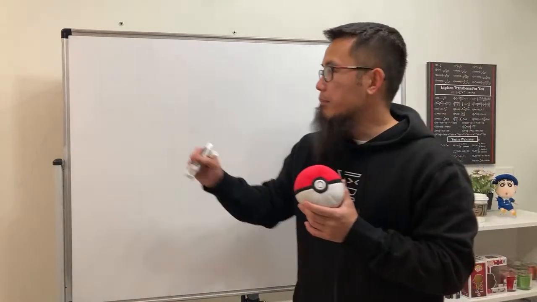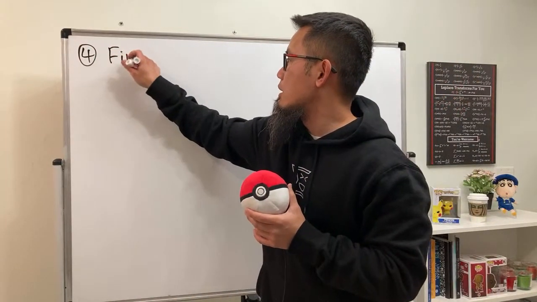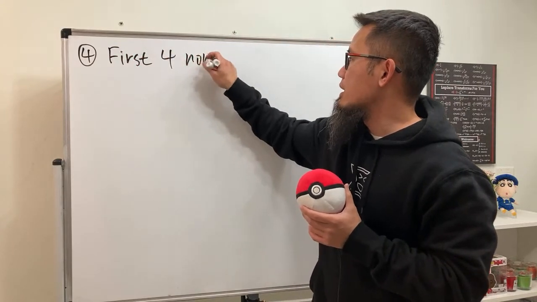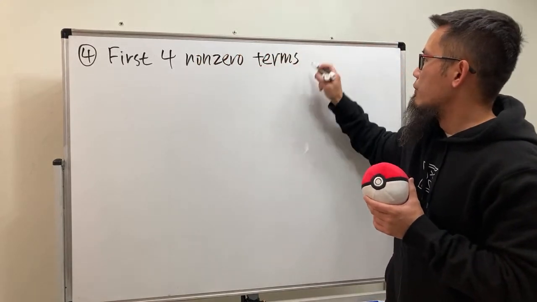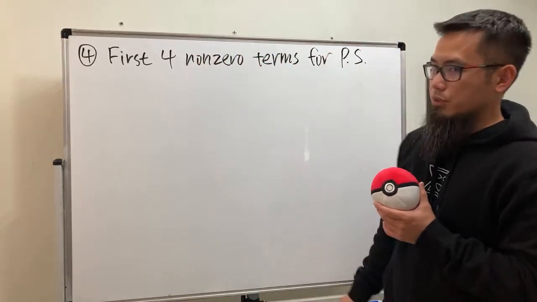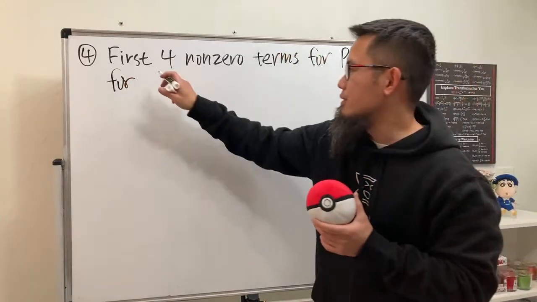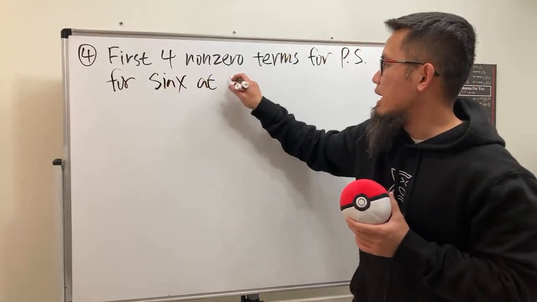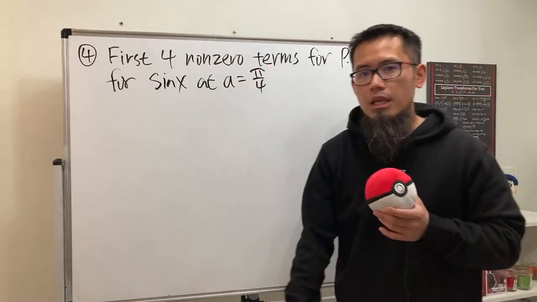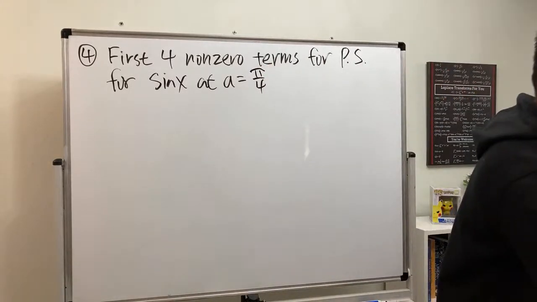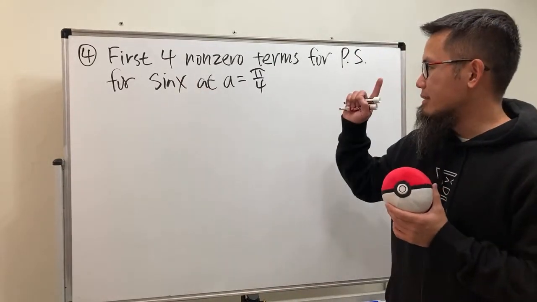All right, number 4. We want to find the first 4 non-zero terms. So first 4, and the key right here is non-zero. First 4 non-zero terms for the power series for, did I put down f of x? I didn't, so I'll just say for sin x at a equal to pi over 4. So we just have to do the work for this. Not so bad.